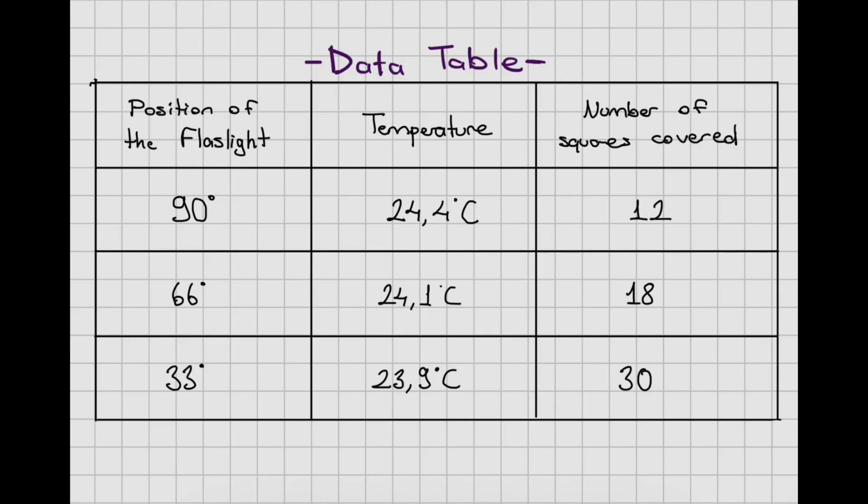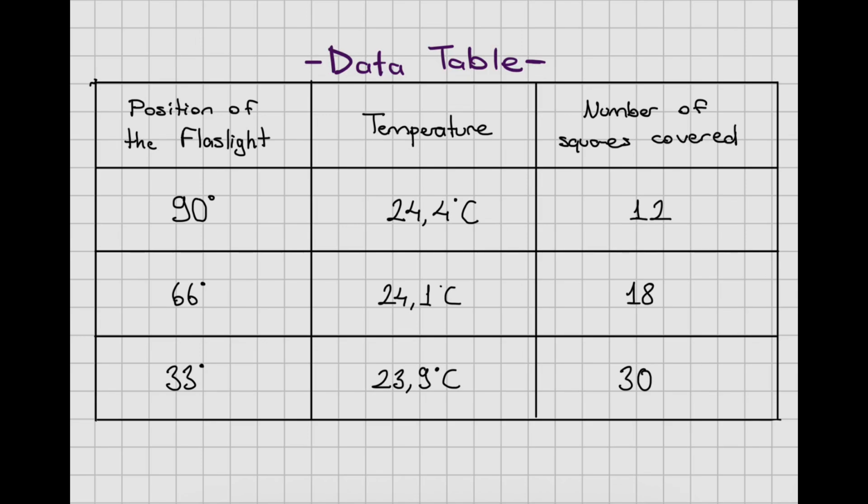At 90 degrees, the beam of light was the smallest and the most intense, and we recorded the highest temperature. Then, at 66 degrees, the beam of light was larger than at 90 degrees, but smaller than at 33 degrees. And the temperature was lower than at 90 degrees, higher than at 33 degrees.